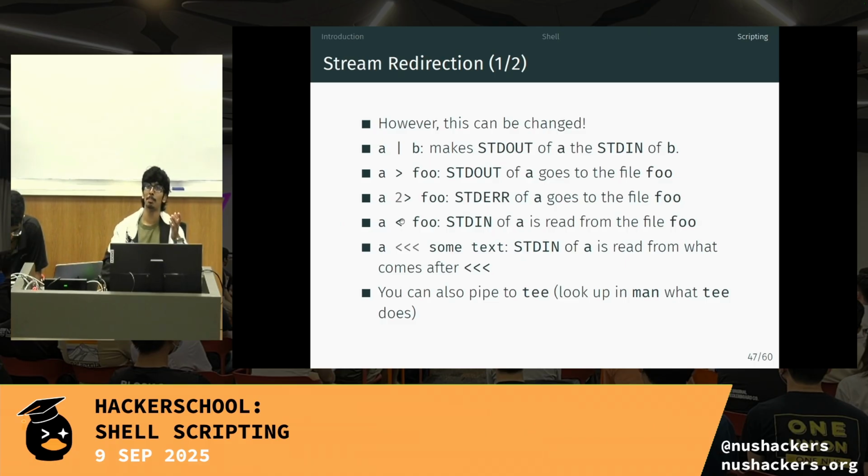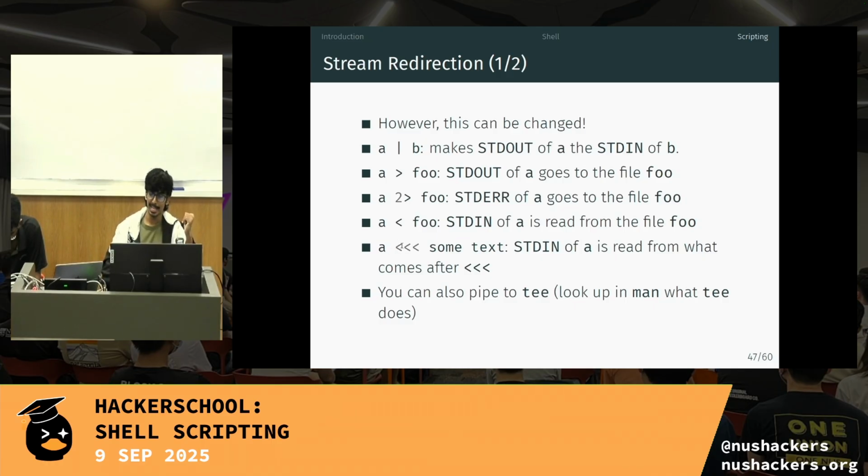This one is not that useful, but it's just good to know. In some cases, you also want to pipe in the input from a file. You don't just want to pipe the output. In that case, you can use the other arrow sign. So in this case, A with the reverse arrow and foo tells that the standard in of A is read from the file foo instead. So whatever content is in the file foo is passed to A.